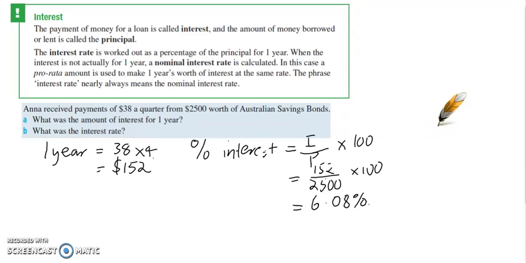Okay, so that's the first starting point on using interest. If you want to practice these, you should be going and looking at exercise 3.1 and going through questions up to about 15 or 16. Okay, thanks guys.